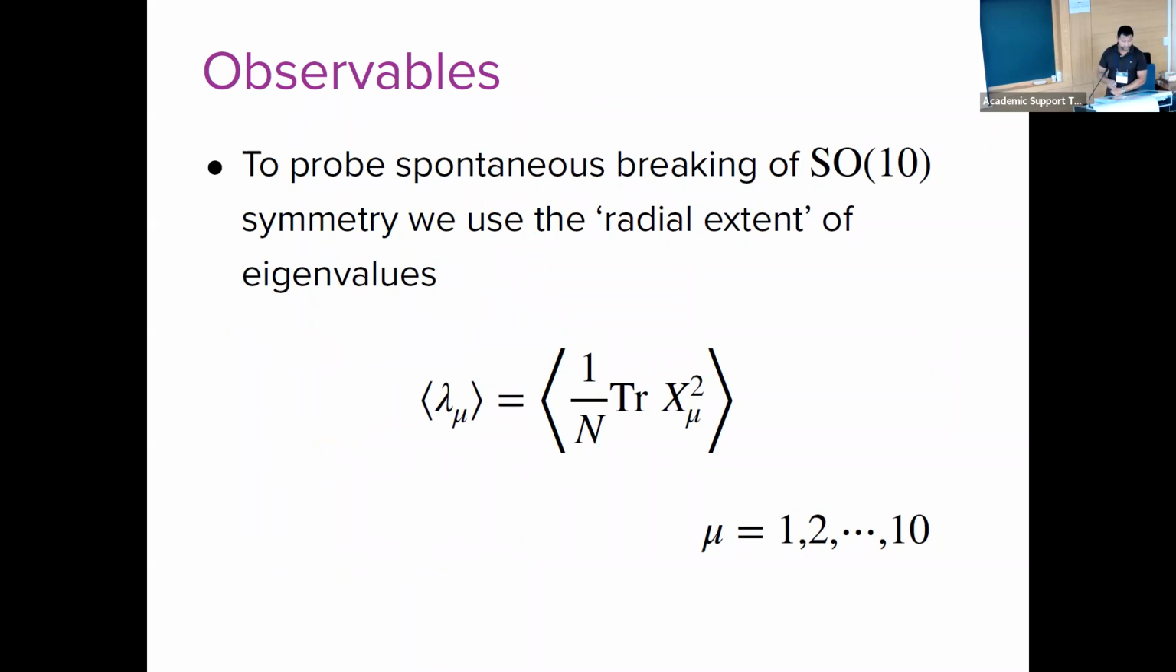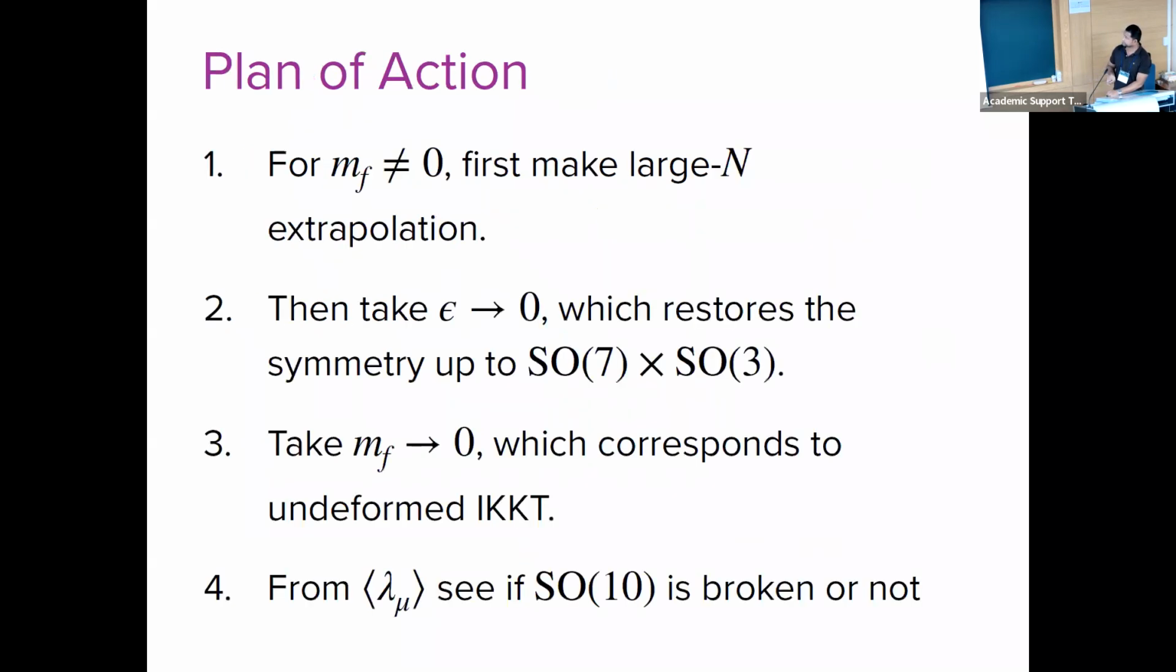Now, what are the observables to track this spontaneous symmetry breaking? The observables are these. There are 10 such lambdas, with mu from 1 to 10, and these are called the radial extent of eigenvalues. It has a meaning from the string theory side, which is why it is called radial extent. So we use these as our observables, and we measure them in our simulations.